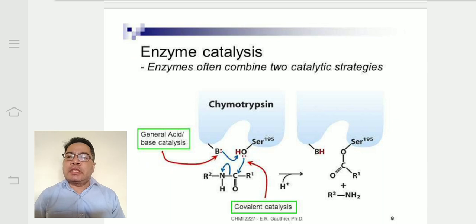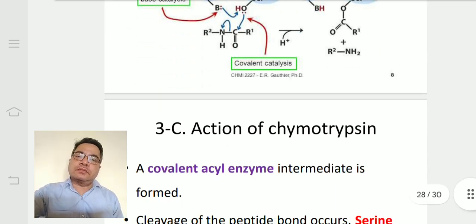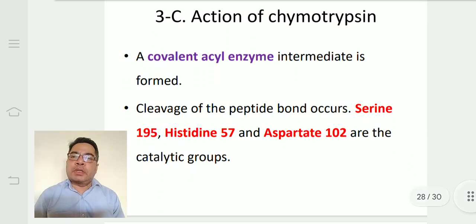In this diagram, we can see that enzymes often combine two catalytic strategies. First, general acid-base catalysis, and next is covalent catalysis. An active covalent acyl enzyme intermediate is formed. Cleavage of the peptide bond occurs. Serine 195, histidine 57, and aspartate 102 are the catalytic groups.